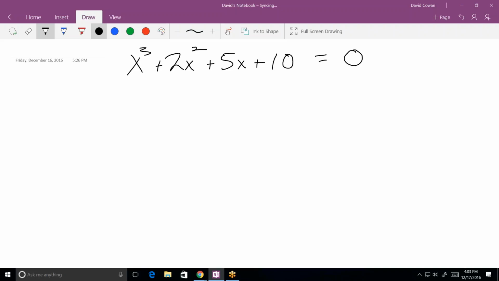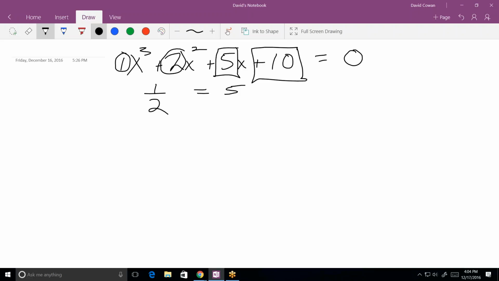When you're trying to find the zeros of a cubic, what you're looking for initially is that the ratio of these coefficients is the same as the ratio of these coefficients. If that is true, then you can solve it by grouping. And it is true in this case.